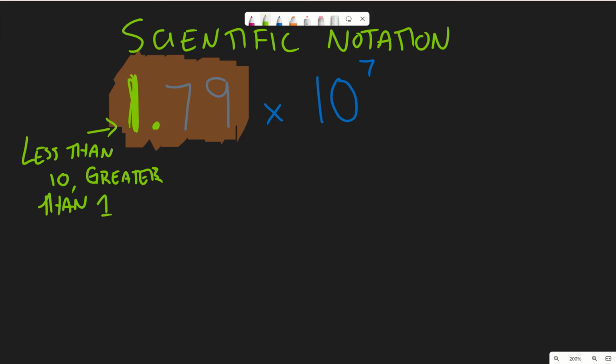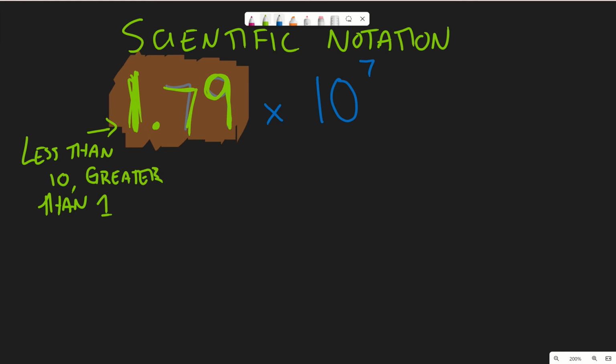So I only want a number in my ones place. I don't want a number greater than my ones place. I don't want to have 32.78. This would not be scientific notation because this number is more than 10. I don't want it to be more than 10. I want it to only be a number in my ones place value. Okay, so I know starting off this is scientific notation because my number here is less than 10 and greater than 1.